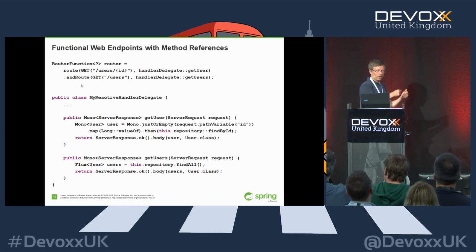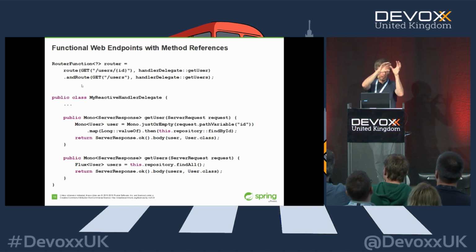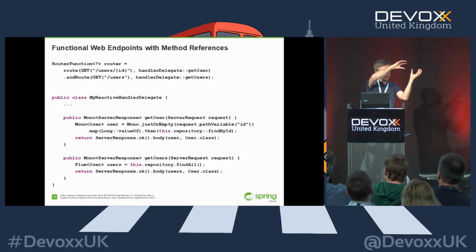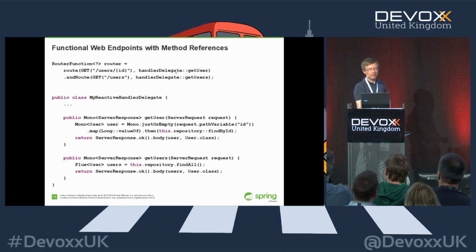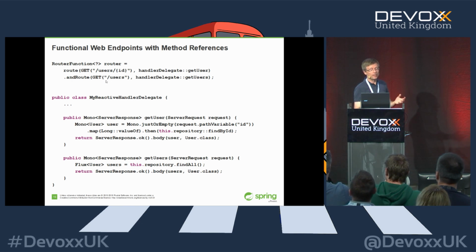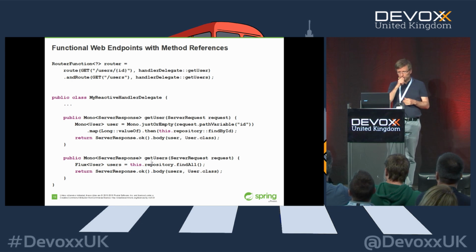So we import the RouterFunctions.route method. We pass in a predicate, which is basically the equivalent of the mapping annotation. Whenever a matching request comes in, we dispatch to the handler function as implemented by this method reference here. On this delegate, it's a getUser method. And if this other route comes in, we dispatch to that other method. This is a programmatic arrangement with functional callback interfaces.